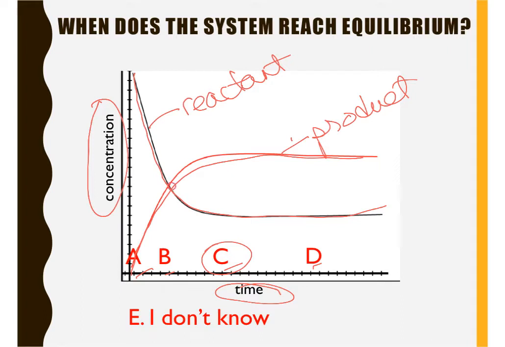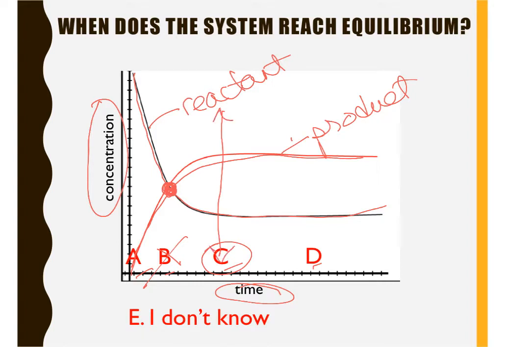Now, if you mistakenly said B is equilibrium, that is not correct. B is where the lines intersect. That is where the concentrations are equal, and that's a meaningless point. On the last graph, we wanted the intersection because the last graph had rates on the y-axis. Why is the correct answer C?